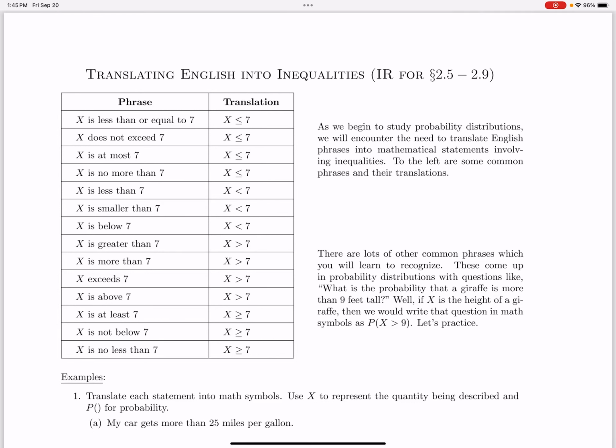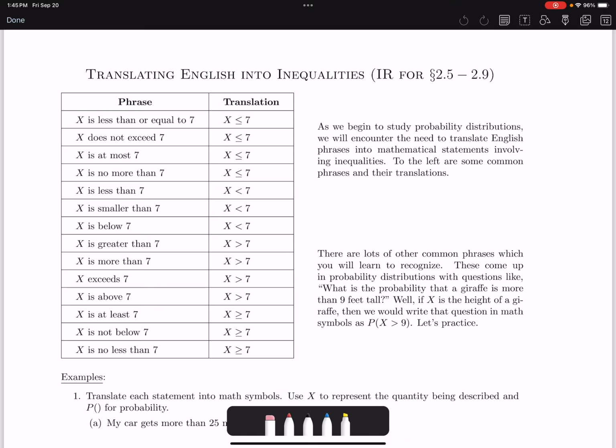All right. This will just be a quick little video going through how we translate English phrases into mathematical statements, and into mathematical inequalities in particular. This is going to be helpful for us as we move into talking about probability distributions in section 2.5.